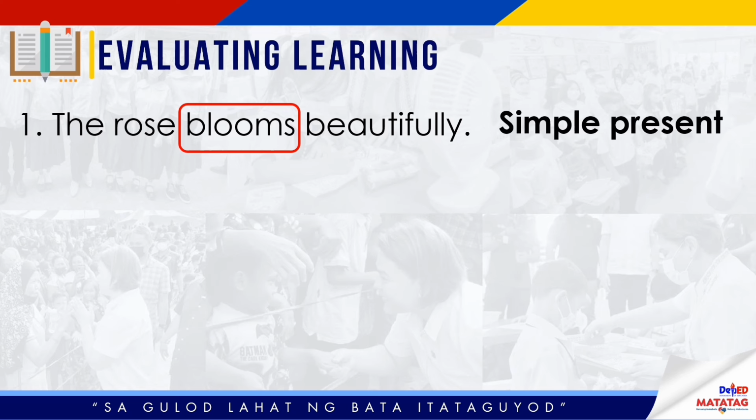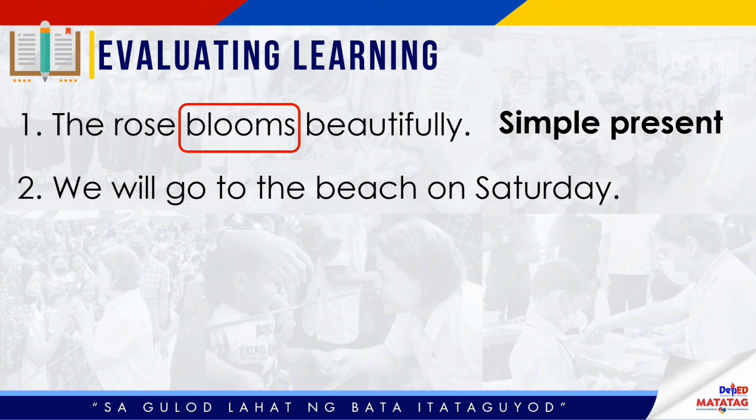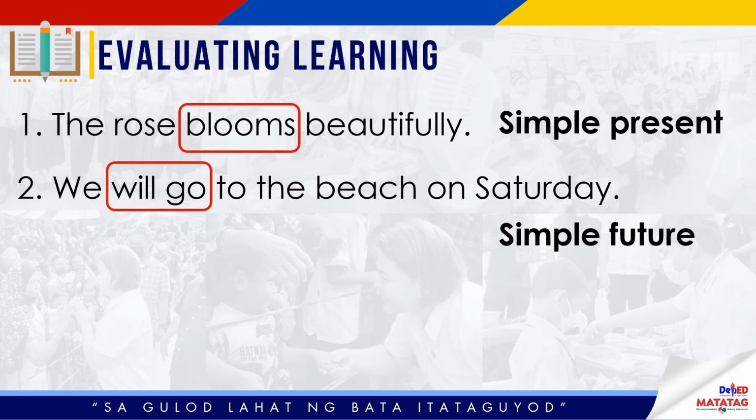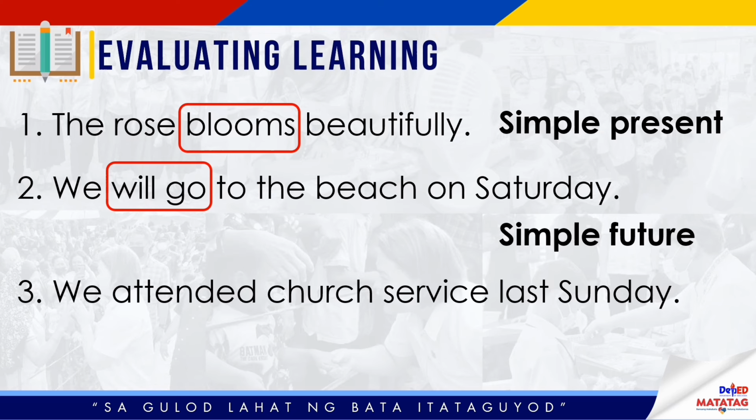Number two, we will go to the beach on Saturday. What is the verb and what is the tense of it? Let us check your answer. The verb is will go, and that is in simple future. Very good. Number three, we attended church service last Sunday. What is the verb and what is the tense of it? Let us check your answers. The verb is attended, and it is in simple past.